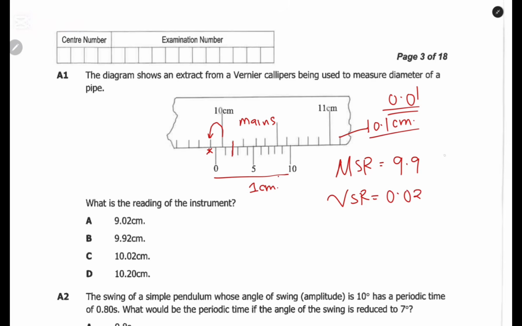Then you add 9.9 plus 0.02. You're going to have 9.92, and therefore the answer is B. I guess here you've gotten something. And of course there are more recordings. I think there's a recording on just how to get the readings on the Vernier calipers. You might want to go through that. Otherwise, that is how you find the reading.